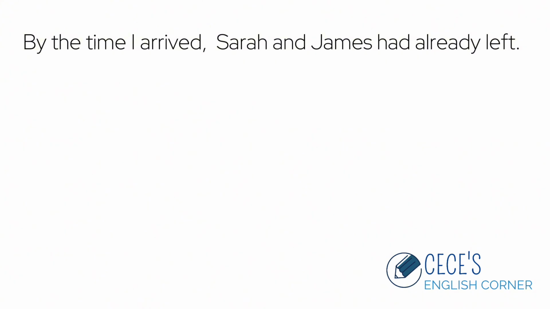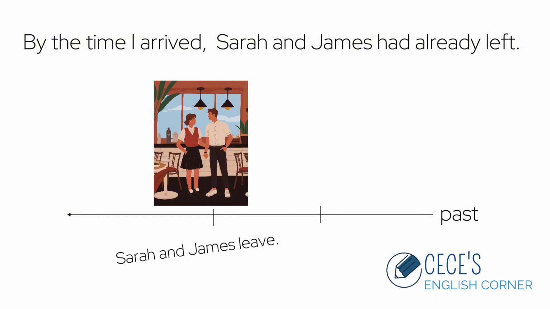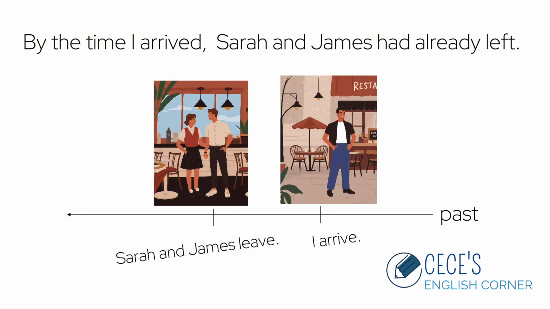Let's take a look at this sentence. By the time I arrived, Sarah and James had already left. So in this sentence, there are two events happening. Let's visualize this on a timeline. The first event is Sarah and James leaving. The second event is my arrival. Even though the events are listed so that my arrival appears first in the sentence, chronologically, it happens later. It happens after Sarah and James leave.